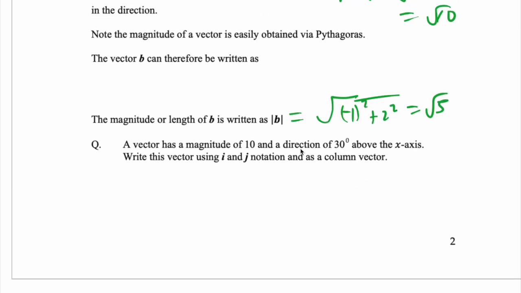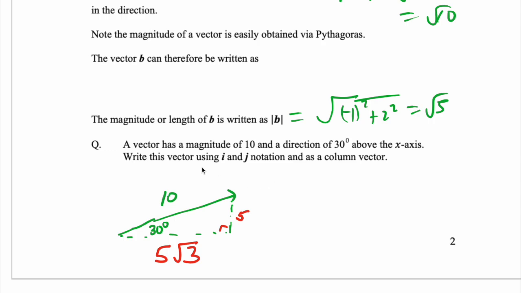A vector has a magnitude of 10 and is in the direction of 30 degrees above the x-axis. So let's represent that. Magnitude of 10 means this length is 10 and we're at 30 degrees here. So that's a special triangle. It's a 30, 60, 90 triangle. So this value is half. This value is 5 root 3, right?